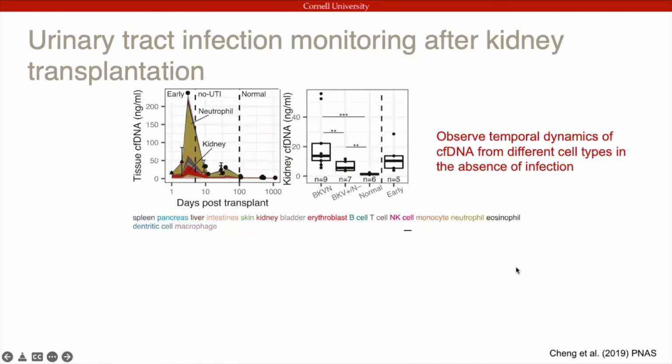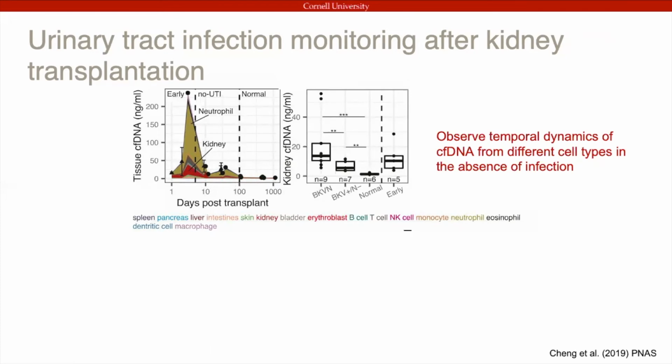We can also use this information to look at temporal dynamics of cell-free DNA. These are samples from individuals that did not develop a UTI, and we can look to see what their cell-free DNA abundance looked like for each tissue along their post-transplantation timeline. We can see this pretty big spike around day 3 after transplantation, which corresponds to host injury as it's starting to heal from post-operative stress. This goes down by around day 10, and by day 100, around 3 months after transplantation, they're back to baseline.